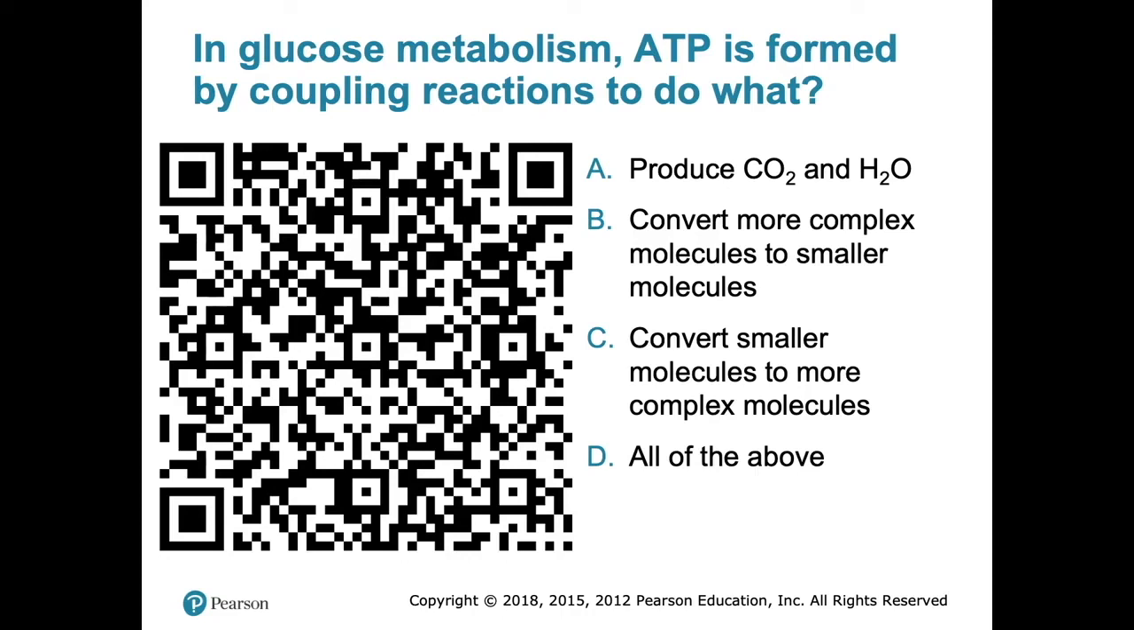In glucose metabolism, ATP is formed by coupling reactions to do what? Produce CO2 and H2O, convert more complex molecules into smaller molecules, or convert smaller molecules into more complex molecules, or all of the above.